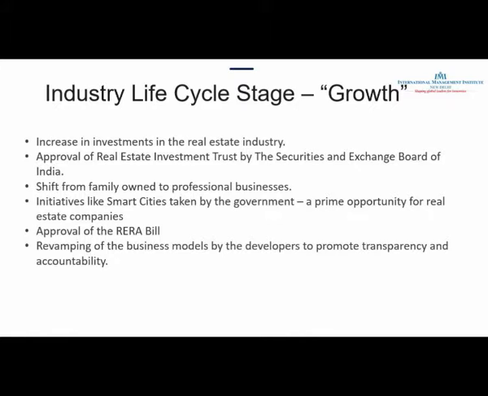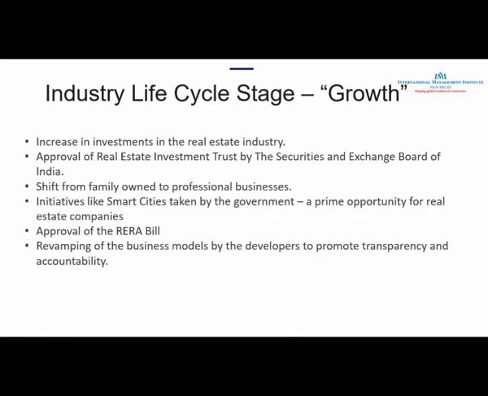The Government of India, along with the governments of respective states, has taken several initiatives to encourage the development of this sector. The Smart City project, where there is a plan to build 100 smart cities, is a prime opportunity for the real estate companies. Apart from India's sound economic growth, several policy initiatives taken by the government in recent times are viewed as opportunities for the sector to grow further.